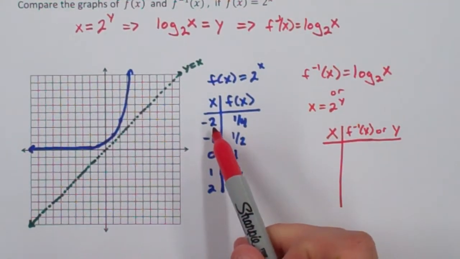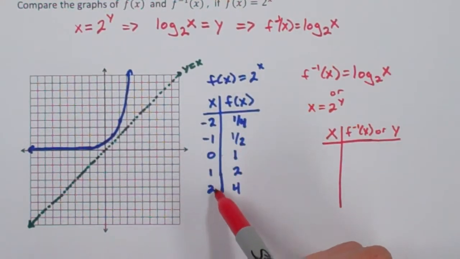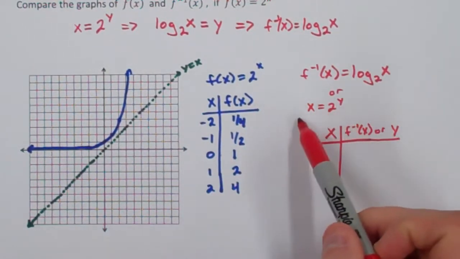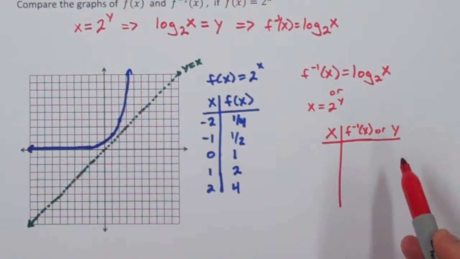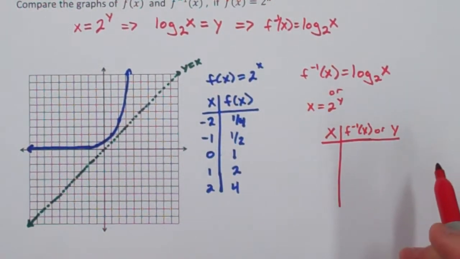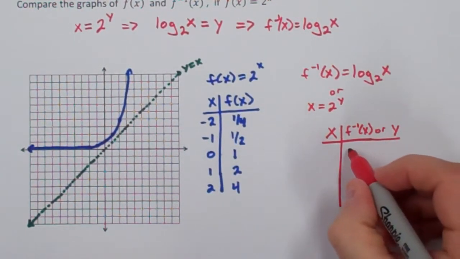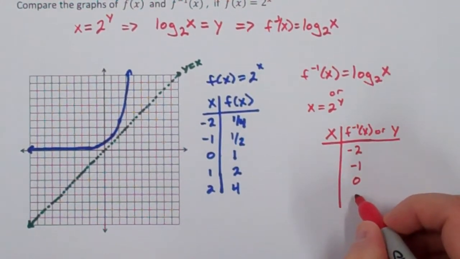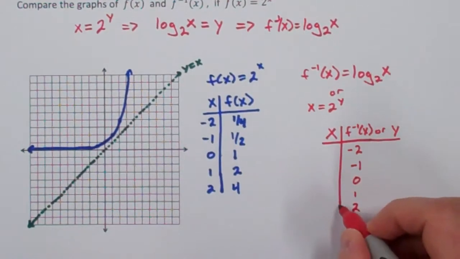So on the left-hand side in blue, we chose values of x, and that gave us f of x. Here we're going to choose the values of y, and that's going to give us x, so we're going to kind of go in the reverse order, just like you would switch the x and the y to find the inverse. So for y, we're going to pick a nice range of -2, -1, 0, 1, and 2.